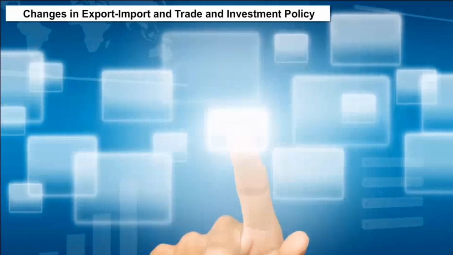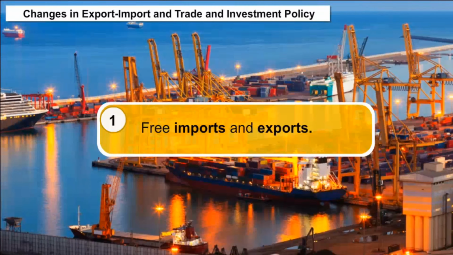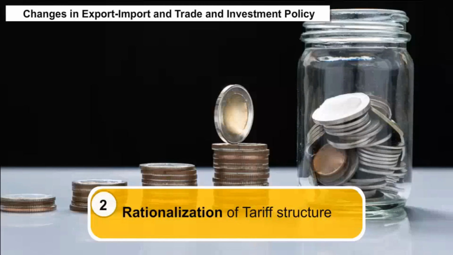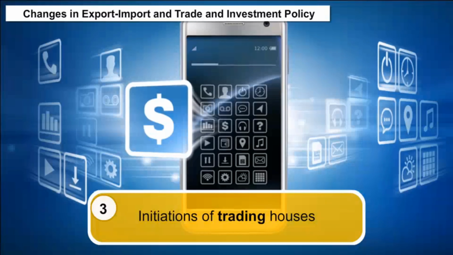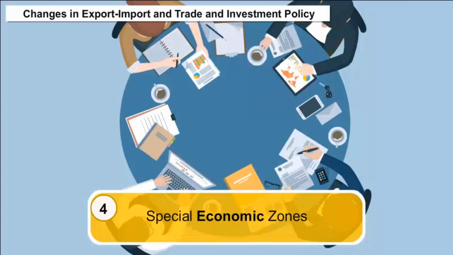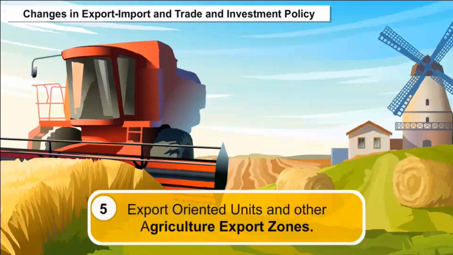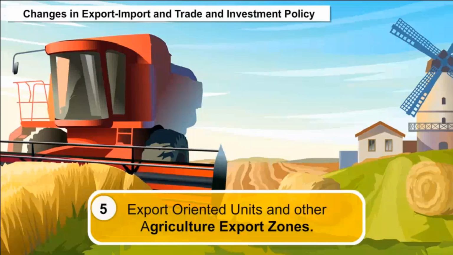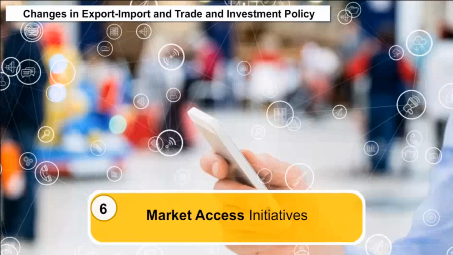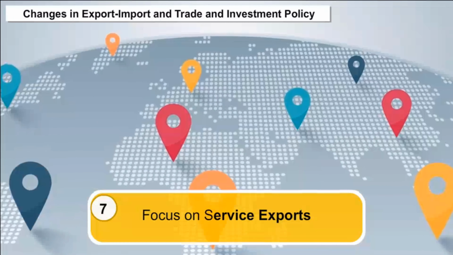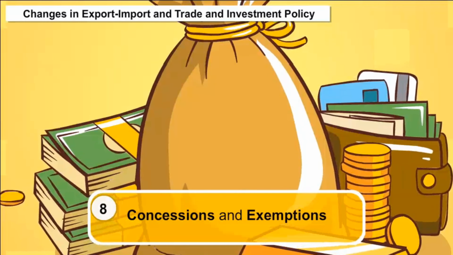The main features of trade policy reforms are: 1. Free imports and exports, 2. Rationalization of tariff structure, 3. Initiation of trading houses, 4. Special economic zones, 5. Export-oriented units and other agricultural export zones, 6. Market access initiatives, 7. Focus on service exports, and 8. Concessions and exemptions.